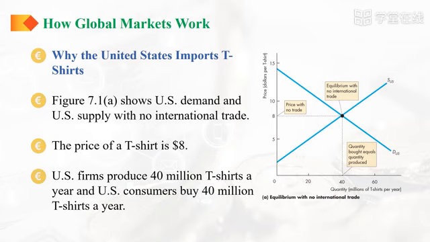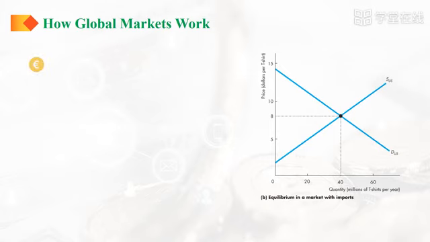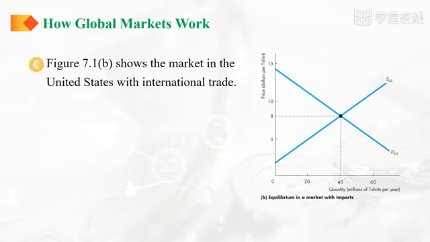Figure 7.1a shows what the US t-shirt market would be like with no international trade. The price of a shirt would be $8 and 40 million shirts a year would be produced by US garment makers and bought by US consumers. Figure 7.1b shows the market for t-shirts with international trade.